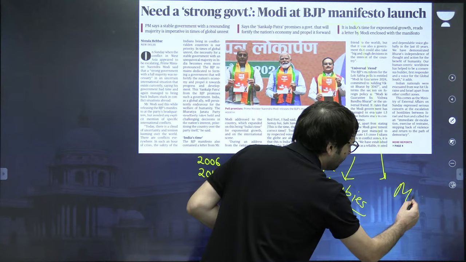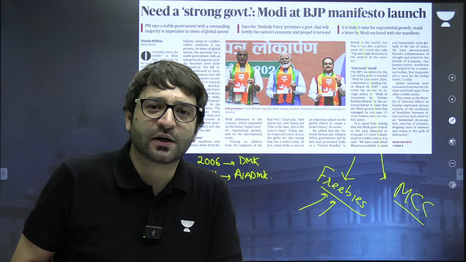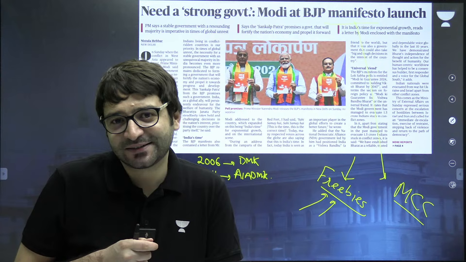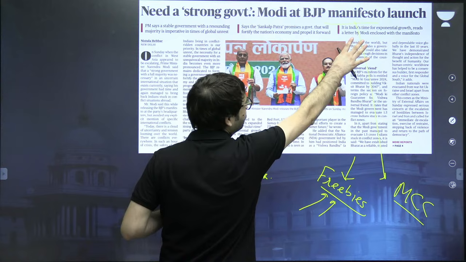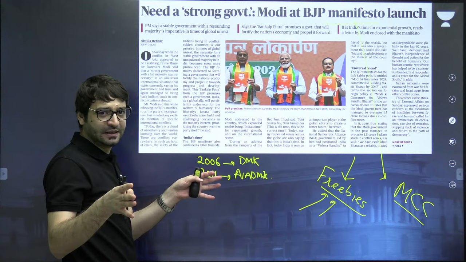And one of the provisions of the model code of conduct is that no new schemes can be launched, no new policy measures can be taken. Isn't this election manifesto by the ruling party, BJP, promising something to the people during the model code of conduct, a violation of it?